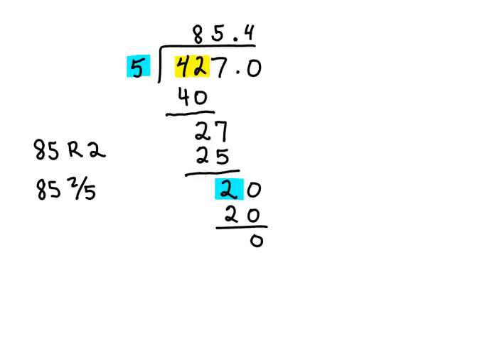So there are 3 different ways of representing the answer to 427 divided by 5. It's 85 remainder 2, it's 85 and 2/5, or it's 85.4.